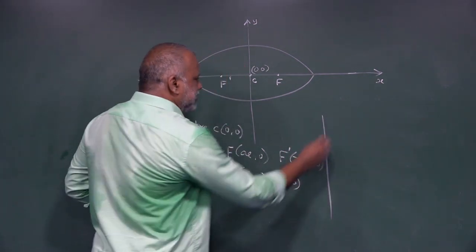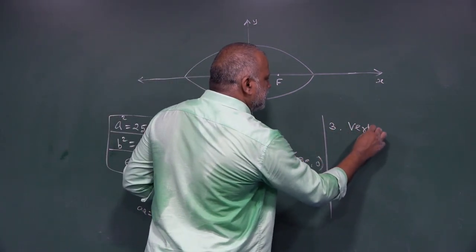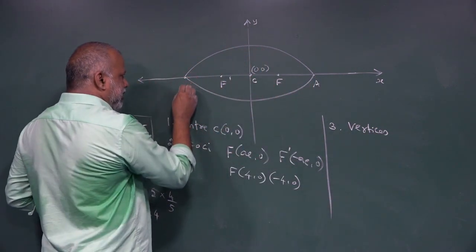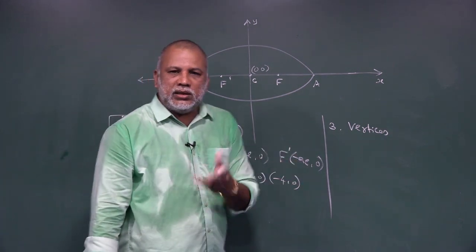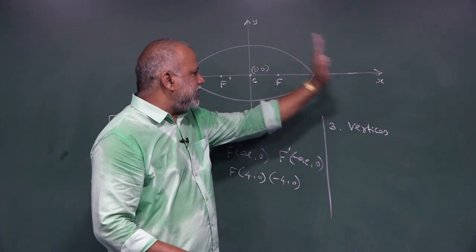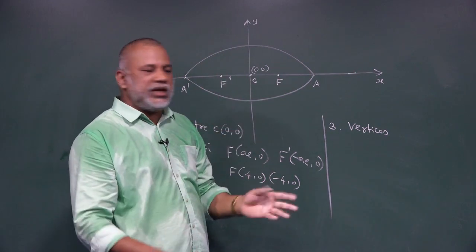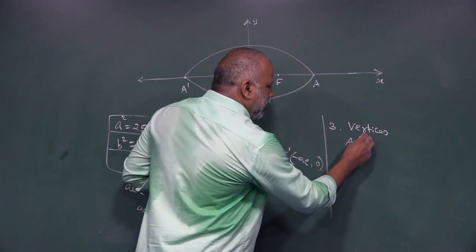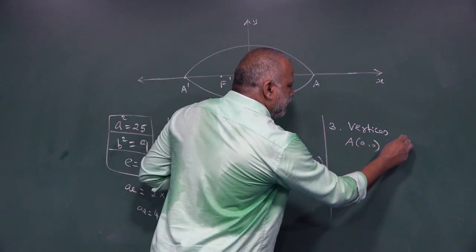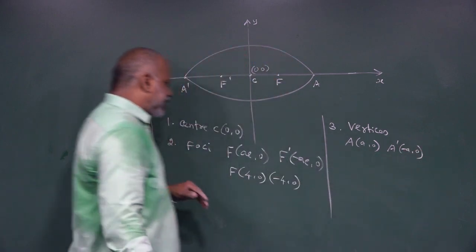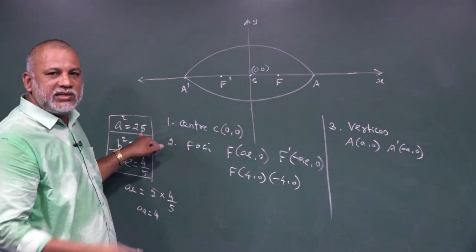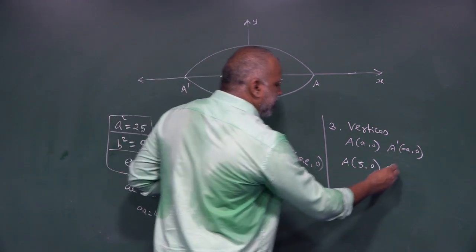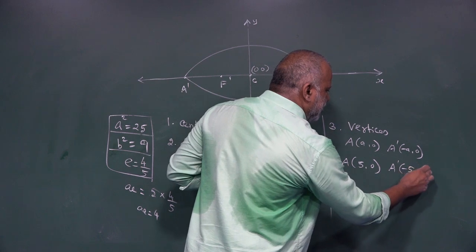Then the third result is vertices. See here, A must be here, A dash must be here. So A and A dash are called vertices. Always feel one side A, another side A dash. Because of symmetry, we are getting A and A dash. See vertices, what is the formula? (a, 0), (minus a, 0). See here, a squared equal to 25, we worked out. What is the value of a? So 5 only. (5, 0), then A dash must be (minus 5, 0).